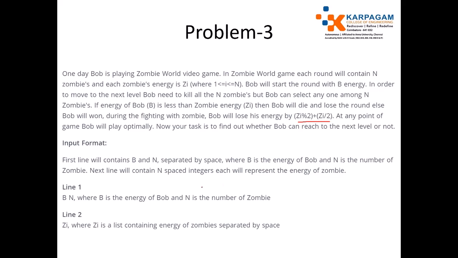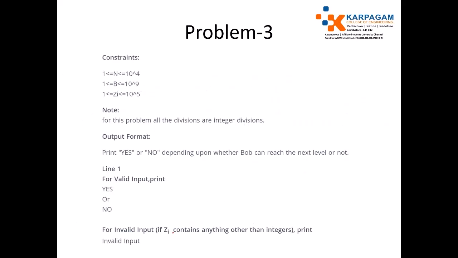Here B is the energy of Bob and N is the number of zombies. The next line will contain n space separated integers, each representing the energy of a zombie. Line 1: B space n, where B is the energy of Bob and N is the number of zombies. Line 2: z suffix i, where z suffix i is a list containing the energy of zombies separated by a space.